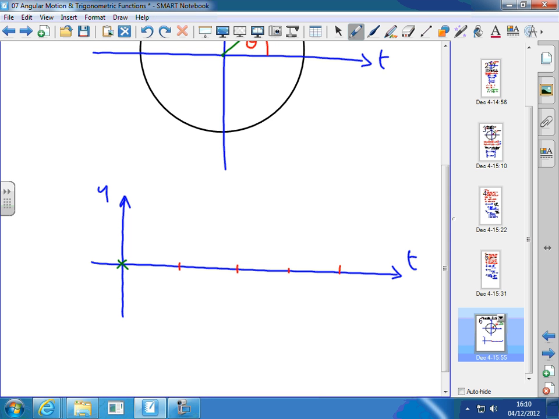After 90 degrees, or what is that in radians? Pi over 4. Nope. Pi over 2, yeah. So we're going to always have this in terms of radians now, because angular velocity is to do with radian measure. We can say that it's actually reached a height of 1. So that would be 1 on this axis.